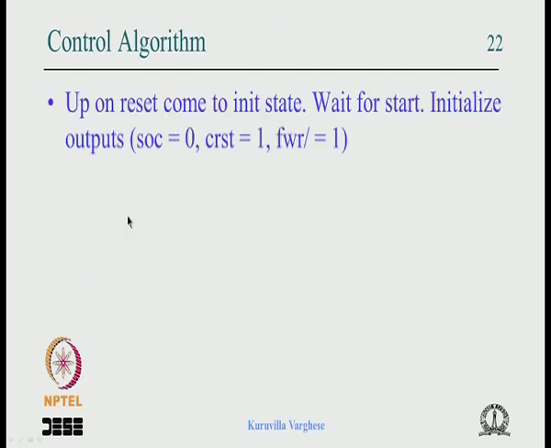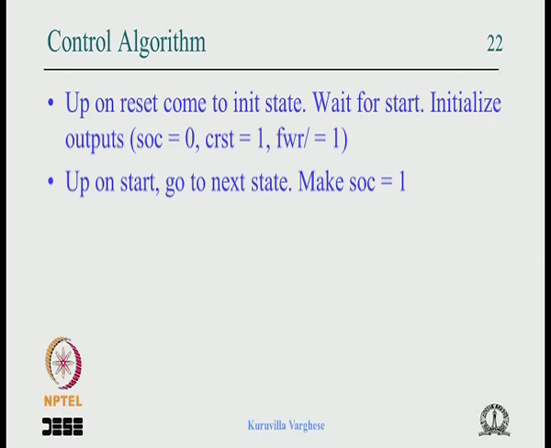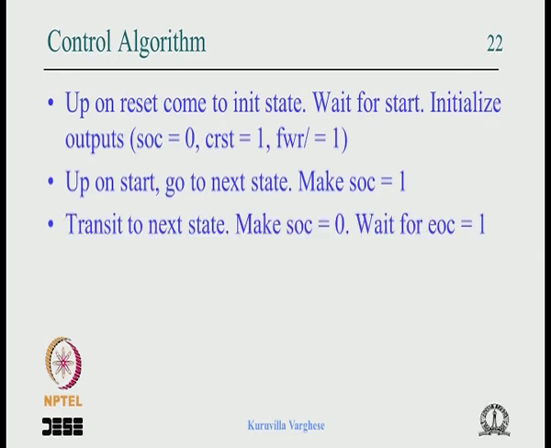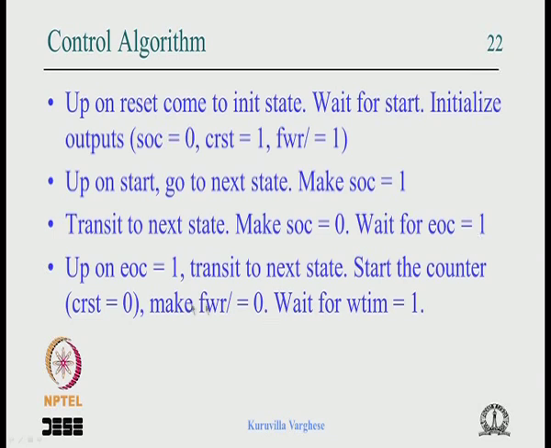You can write it down: upon reset come to an init state, initialize the output to inactive, wait for start. Upon the start go to the next state, make SOC 1, then don't wait for anything, transit to the next state, make SOC 0, so SOC is 0 here, 1 here, 0 here, so you get a 1 clock period pulse. Wait for end of conversion to become 1, then upon end of conversion transit to the next state, start the counter, make it 0, make FIFO write active, and wait for the write time signal to go 1. When it becomes 1 go to the starting state.